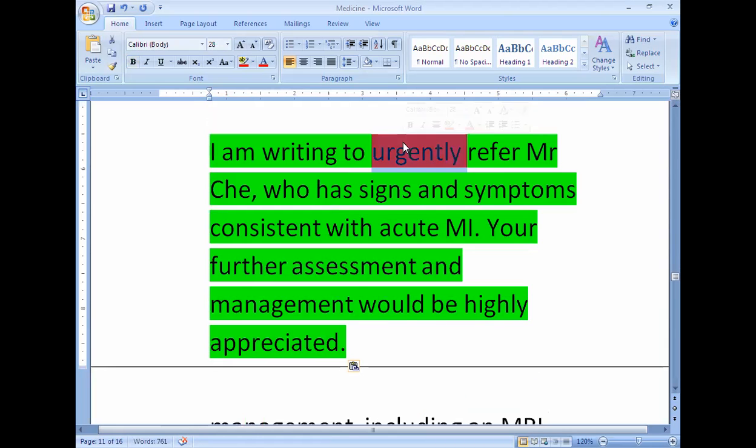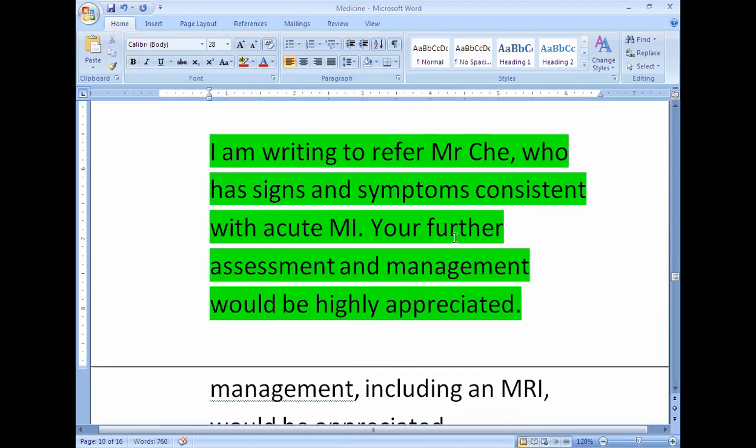So let us remove this one, where you can write this urgent letter in another place, not here. Your urgent assessment and management would be highly appreciated. Excellent. This is if you want to get a B grade.